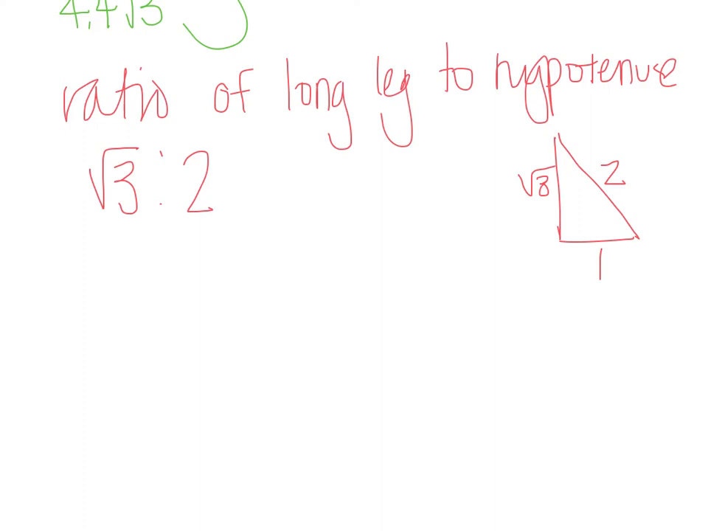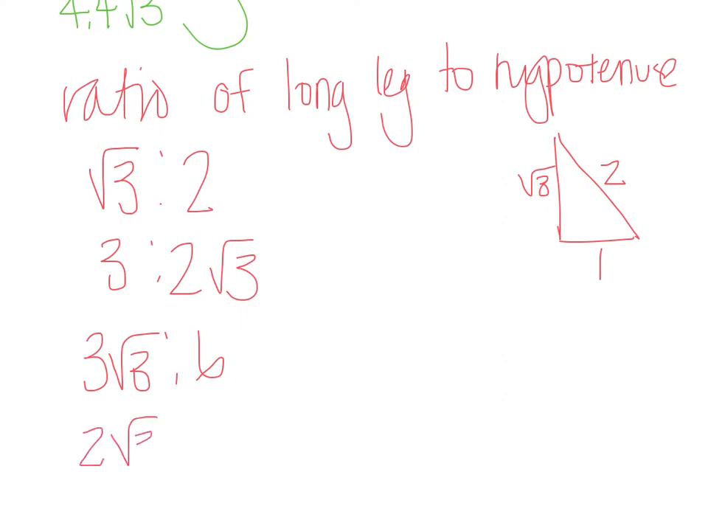It could also be 3 to 2 square root of 3. It could also be 3 square root of 3 to 6. It could also be 2 square root of 3 to 4. And there's lots of other options it could be, but those are going to be the only ones we're really going to talk about. And I promise I'm telling you this because it's going to be on your quiz.